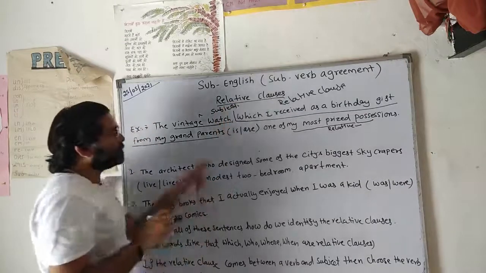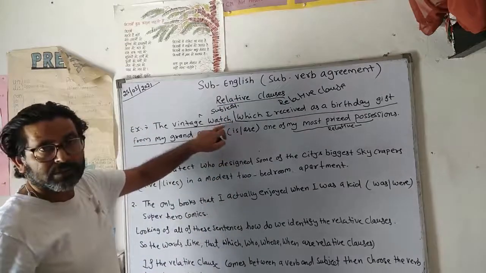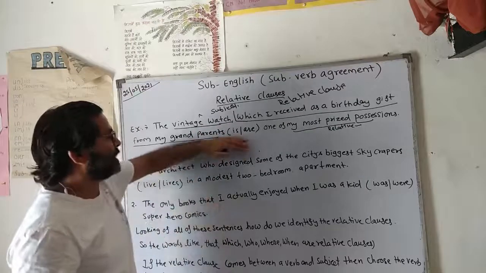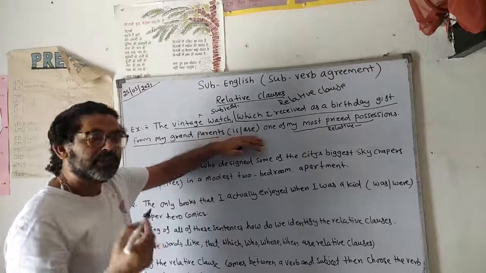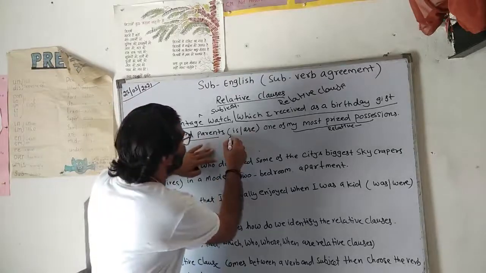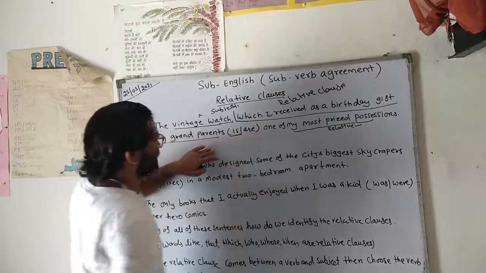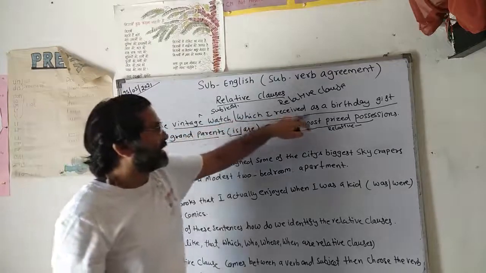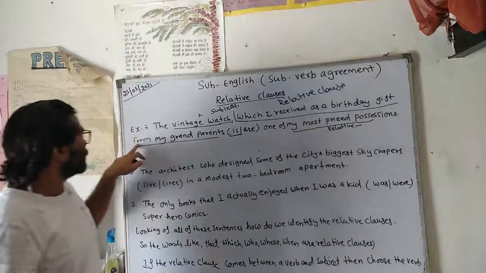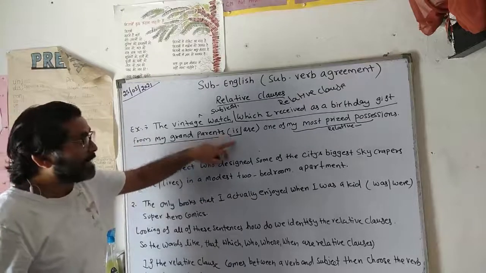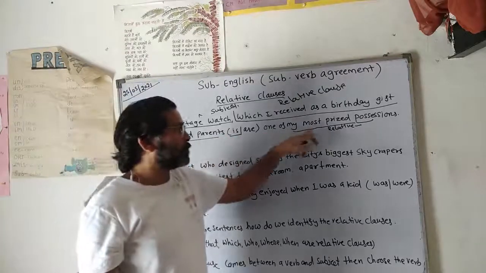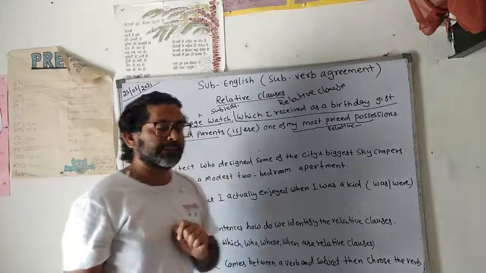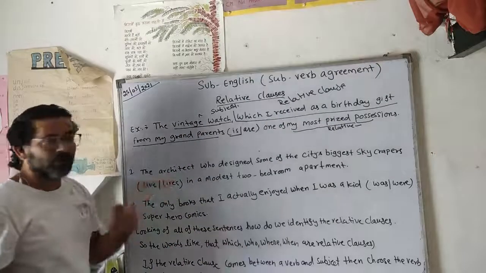So we have to decide the verb according to the subject. And if we have a singular subject, then we will choose is. So what is the correct answer here? Is. And the sentence would be, the vintage watch which I received as a birthday gift from my grandparents is one of my most prized possessions. You understand? Okay. So let's take some more examples.